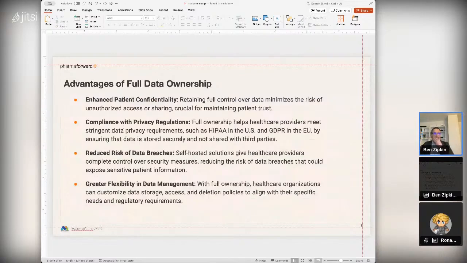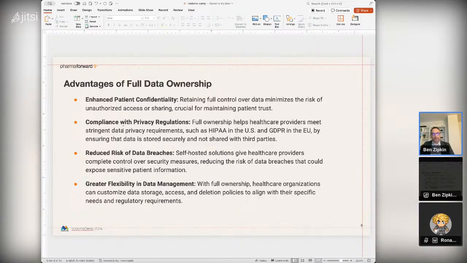Again, these are some of the advantages we see, similar to privacy, of having full data ownership and being able to have full patient confidentiality. Also being able to have full compliance with US and EU privacy regulations. I mentioned data breaches as being a serious concern that all medical and healthcare companies deal with. And then again, having that greater flexibility of data management.